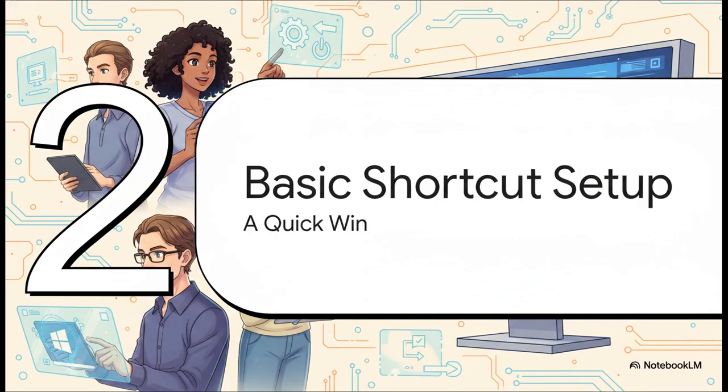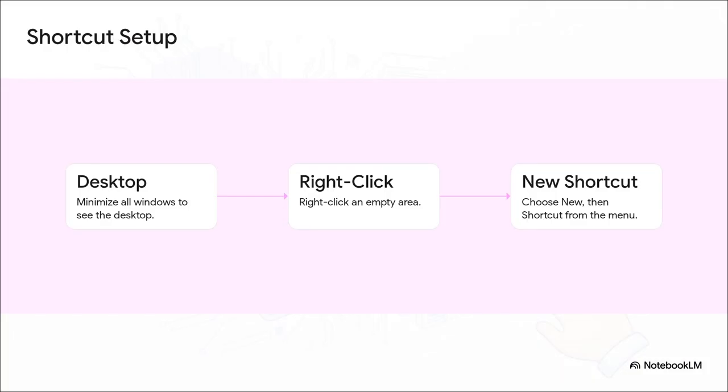Let's get a quick win here, jump into the actual setup, and see just how easily this builds right on your desktop. It takes literally less than a minute. To start things off, you just need a nice, clean view of your desktop. So go ahead and minimize your browser, close your folders, and just find an empty spot on your wallpaper. This empty space is exactly where you're going to initiate the built-in Windows Create shortcut wizard.